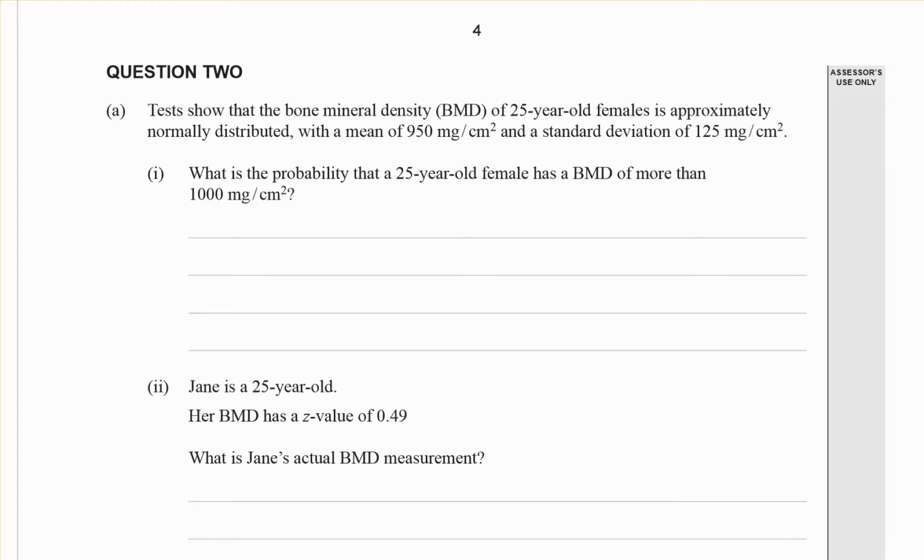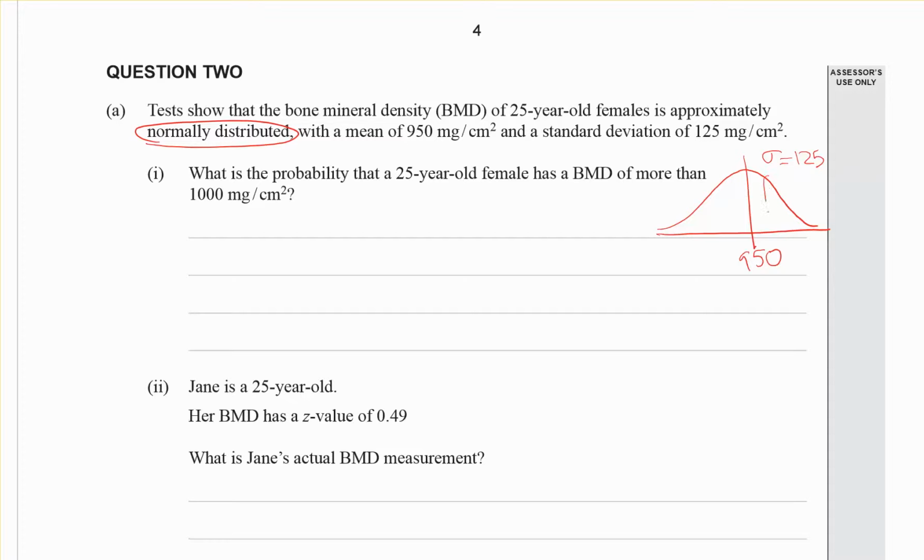Right, this is a 2014 external question 2. I can see this is the question dedicated to the normal distribution. We're talking about BMD, bone mineral densities, are normally distributed, a mean of 950, and a standard deviation of 125. What is the probability that a 25-year-old male has a BMD of more than 1,000?